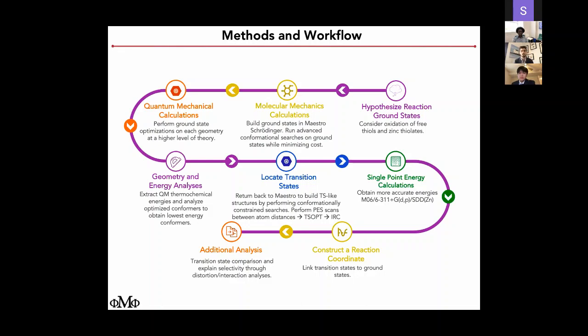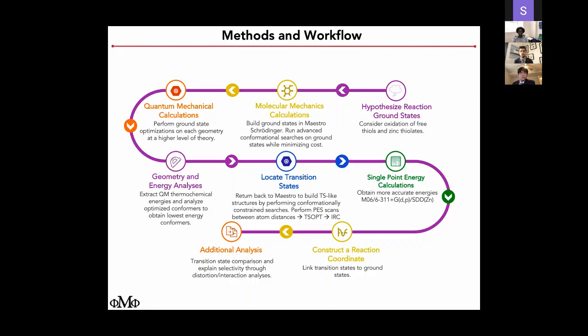We'll proceed after obtaining our ground states to locate our transition states by returning back to Maestro, building transition state-like structures by performing conformationally constrained searches, or perform a potential energy surface scan between bond distances involved in elementary steps, being bond broke or being formed. We'll perform a transition state optimization and follow this up with an intrinsic reaction coordinate so that we can actually plot which ground states and which stationary points the transition state connects to.